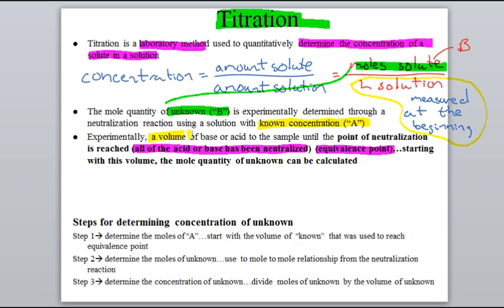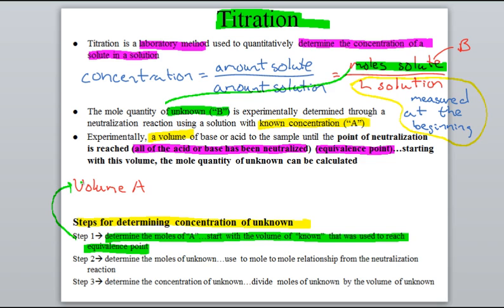So, starting with the volume of liquid that you added to reach the equivalence point, starting with that volume, you can eventually get to the moles of your unknown. That volume is the volume of your known. You know its concentration. Volume times concentration will tell you how many moles of the known you added to neutralize all the unknown. Our first step in determining concentration from our experimental information, and we're going to determine the moles of A, is to start with the known volume that was used to reach the equivalence point. This is step 1. We're starting right there.